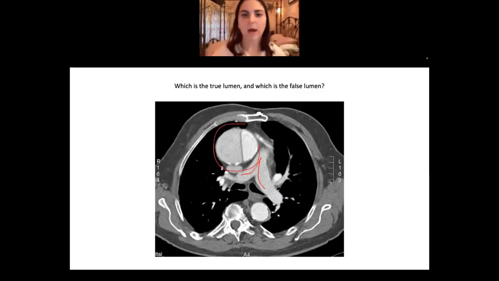So we know we're at the aorta. We see the branching, we see all of that, and this is the aorta here.